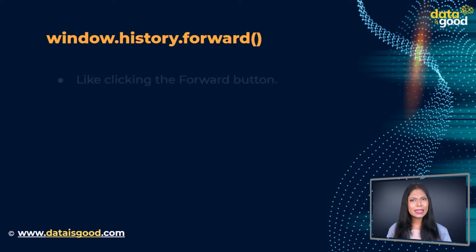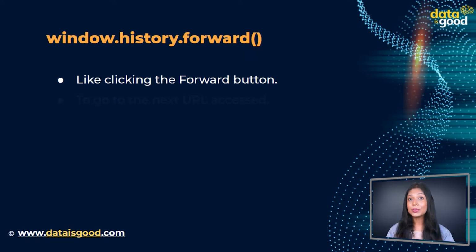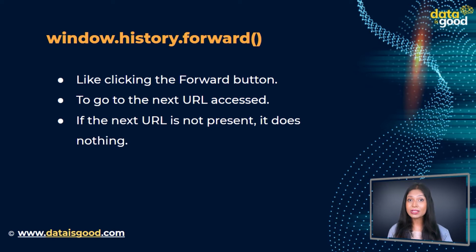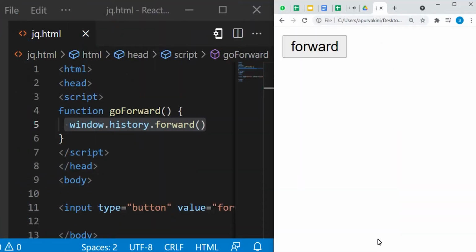window.history.forward. It is like clicking the forward button on the browser. The history object's forward method is used to go to the next URL accessed in the browser window, in the history list. If the next URL is not present, it does nothing. We can use it like this. So open the output window and click on the button. When we click on the button, it does nothing because the next URL is not present.